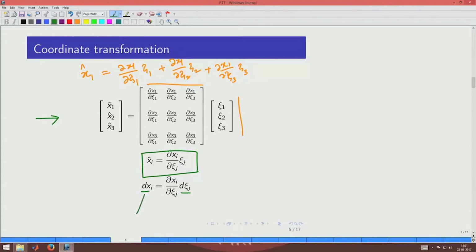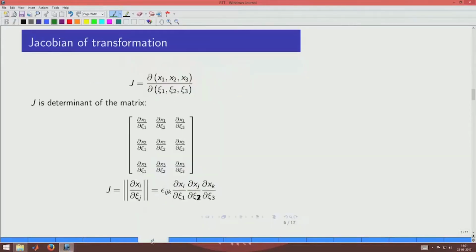So the triple product of the 3 components of the vector dx_i will give the volume in the spatial coordinate system, and similarly the triple product of the 3 elements of the vector dxi_j will give the volume in the advected coordinate system, which is dV naught, which always remains the same. So we see that there is something coming in between to relate these two, and that is where we are going to introduce what is called the Jacobian of transformation. So the Jacobian of transformation is nothing but the determinant of the transformation matrix. Okay, that is about it, there is nothing more to it.